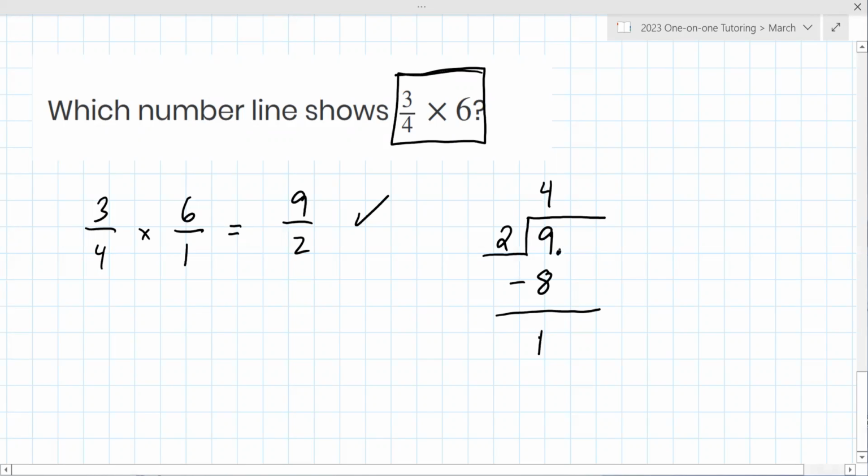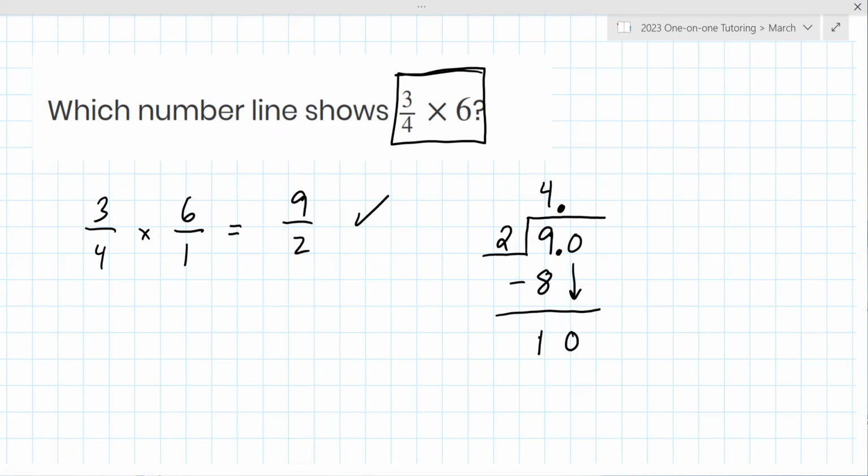Okay, so then you can put a decimal place here, 9.0, bring that down, that's 10. How many times does 2 go into 10? 2 going into 10. What is 10 divided by 2? Sorry. Divided. 2. Is it 5? It is 5.